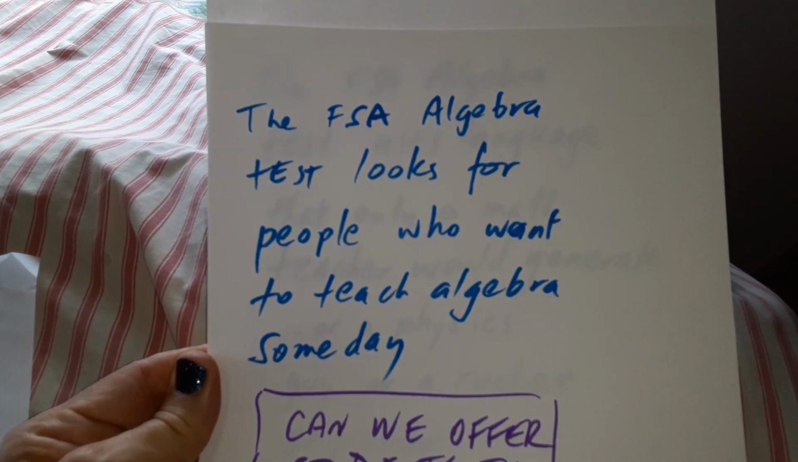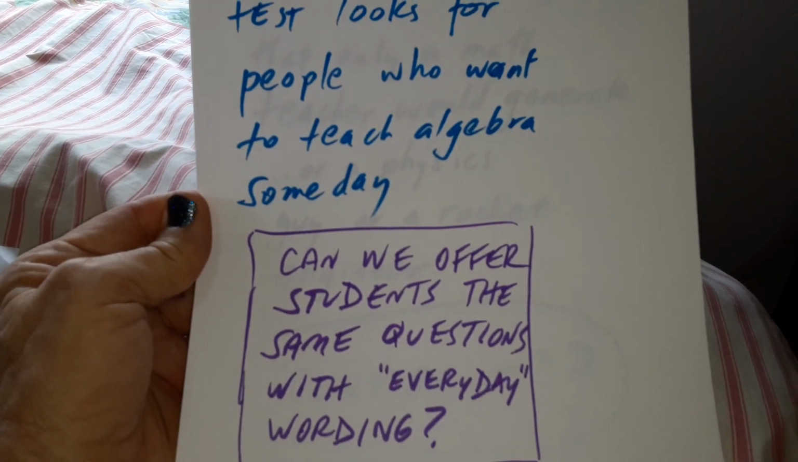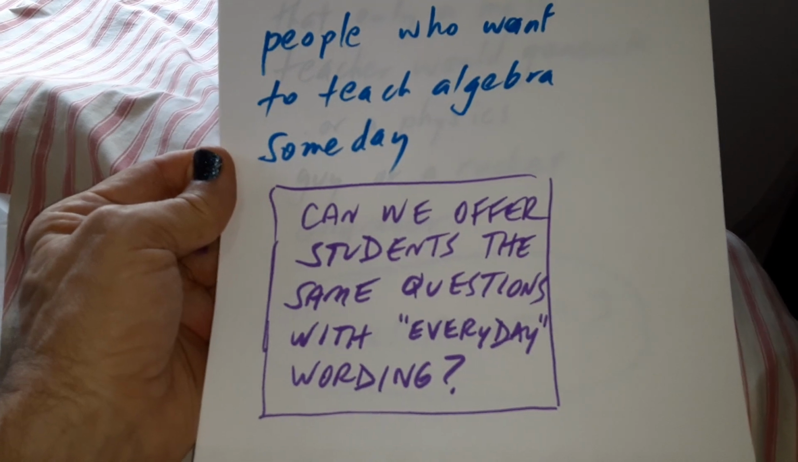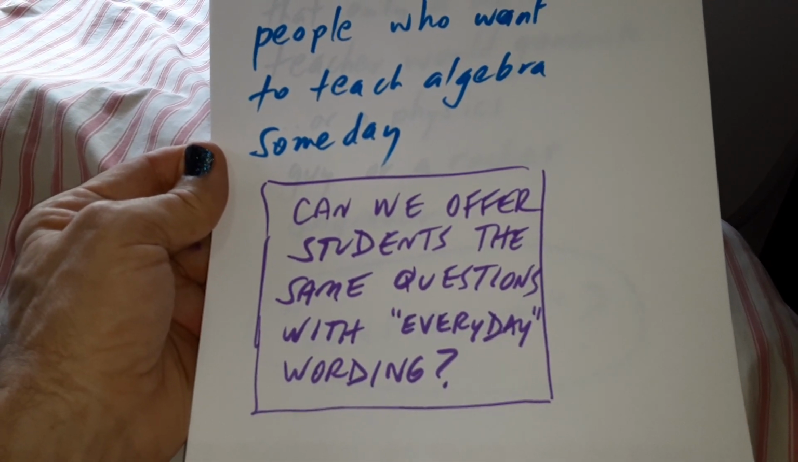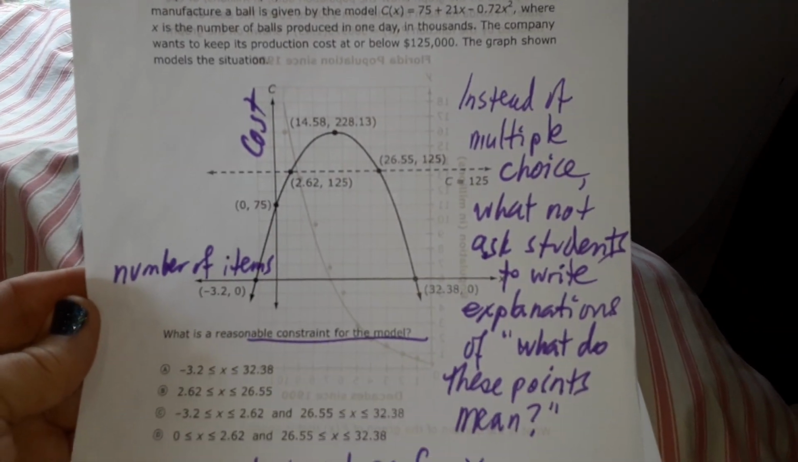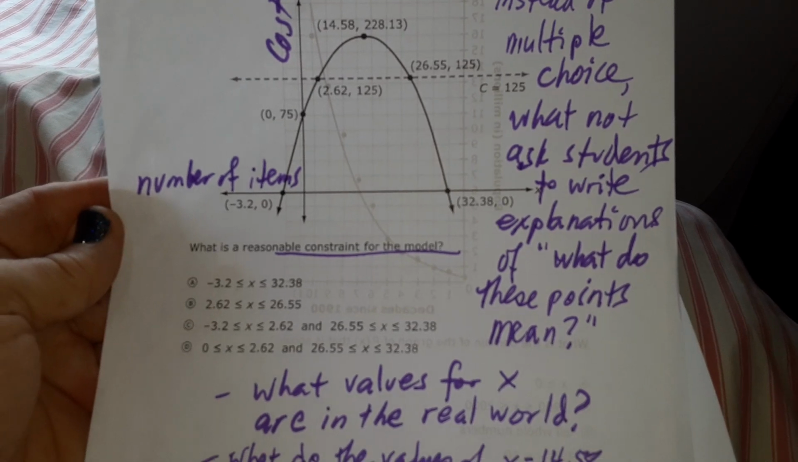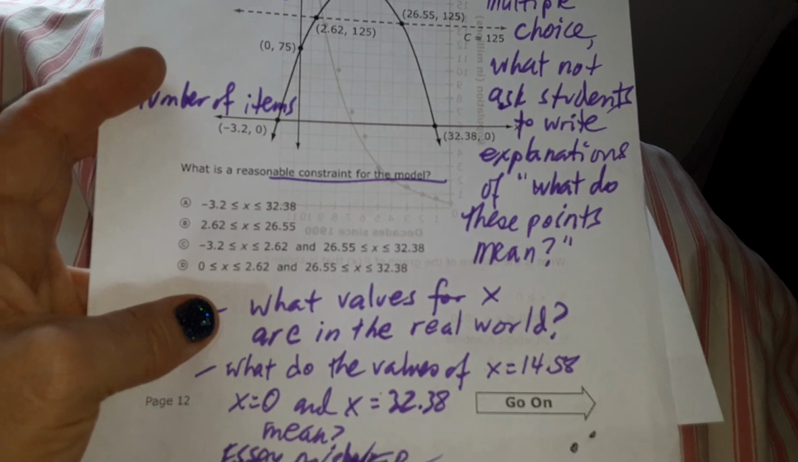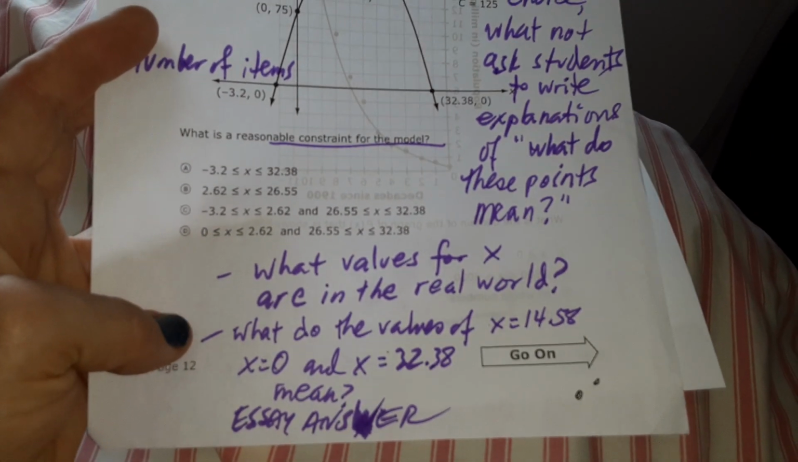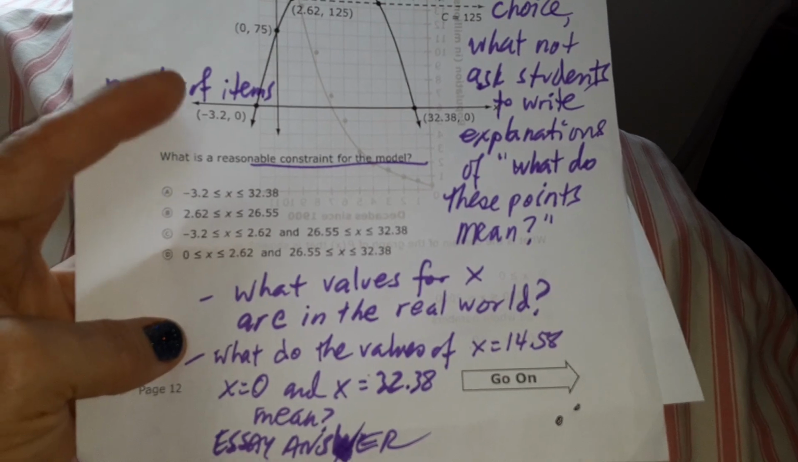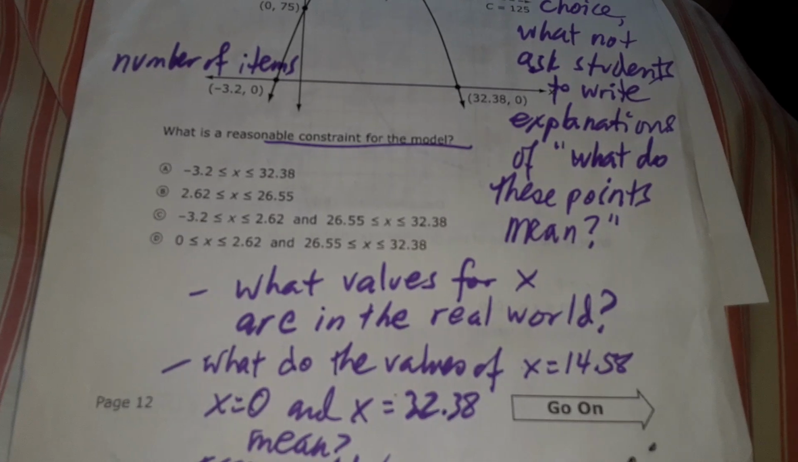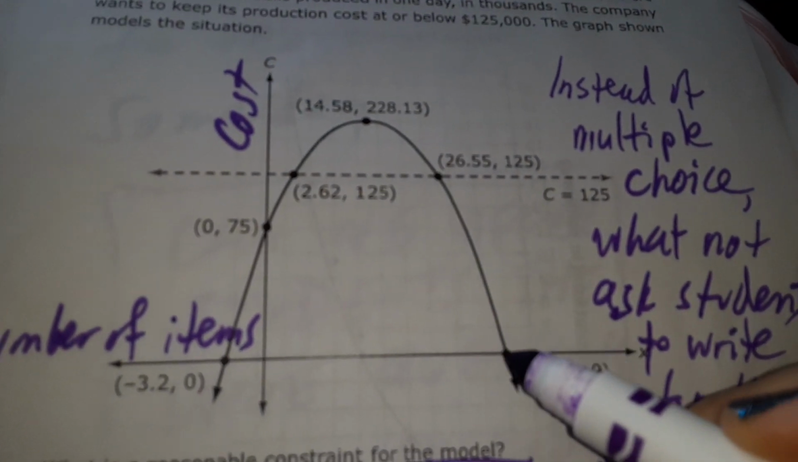We can say that the FSA algebra test looks for people who want to teach algebra someday, or at least use this kind of language. So can we offer students the same questions with everyday wording, such as instead of multiple choice, why not ask students to write explanations of what these points mean? What values for x are in the real world? What do the values of x equal 14.58, x equals 0, and 32.38 mean for here?